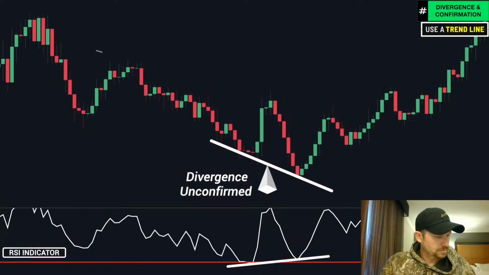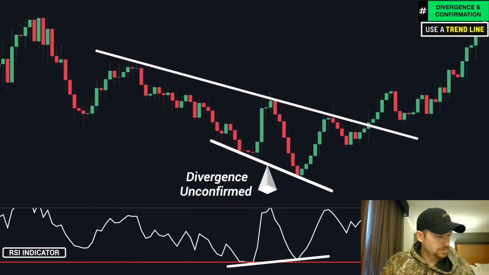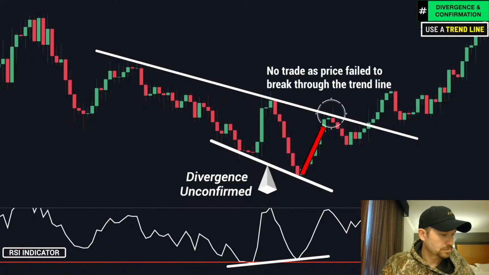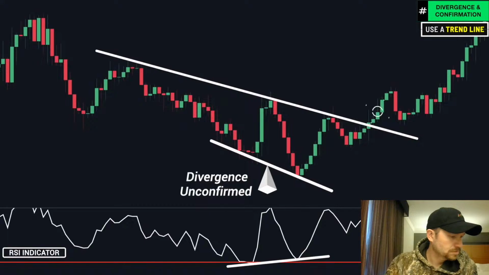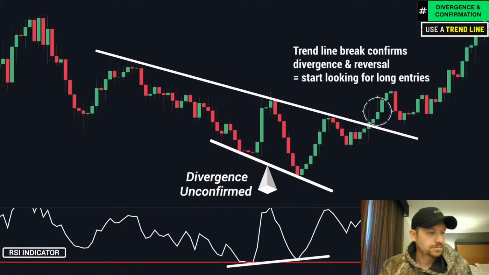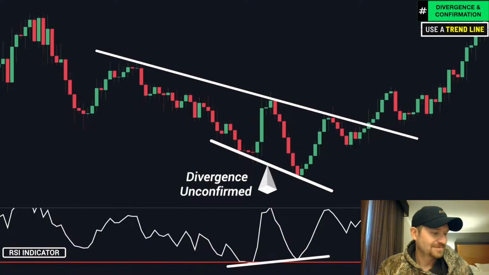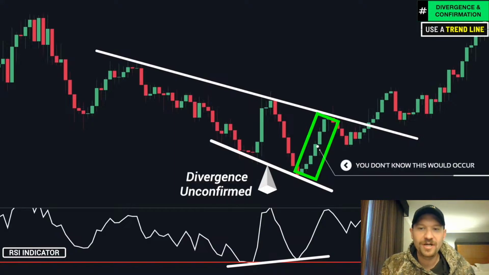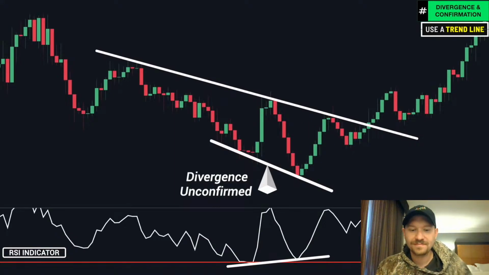So what you do is you put a trend line onto the immediate trend and wait for a break to occur. As price came up, there would still be no trade for us as price failed to break the trend line. It's not until you finally had your break here that we would consider long trade entries. So you are probably thinking, why not just jump right into a trade at the second head of divergence here? Well, you don't know this move would occur, meaning price could have pulled.